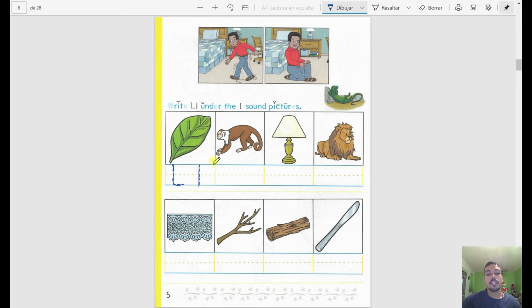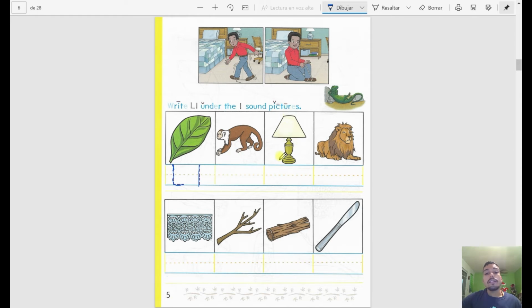In uppercase and lowercase. The next one here is a monkey. Monkey, and monkey has the sound L. Monkey, it has the sound. No, very good. It does not have it, so we'll leave it in blank, okay? We don't write anything. We don't write the letter L, okay? Let's go to the next one here.